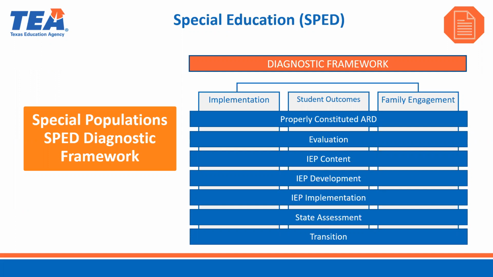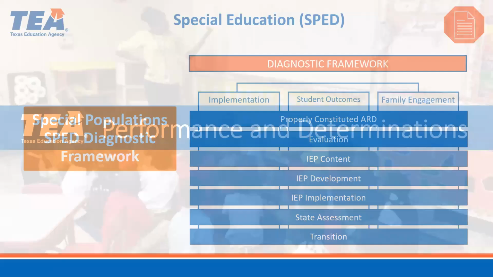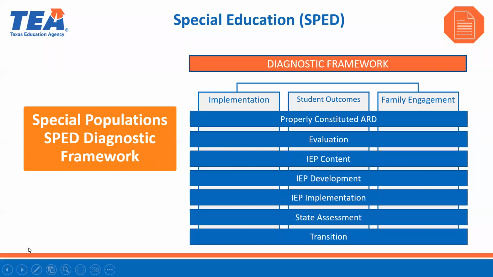With regards to special education, these 3 domains are essential to addressing 7 identified critical areas of compliance found across the state. Those 7 areas include properly constituted ARD committees, evaluation, IEP content, IEP development, IEP implementation, state assessment, and transition. That said, TEA does not exclude other compliance requirements of IDEA not seen here in their comprehensive monitoring efforts.